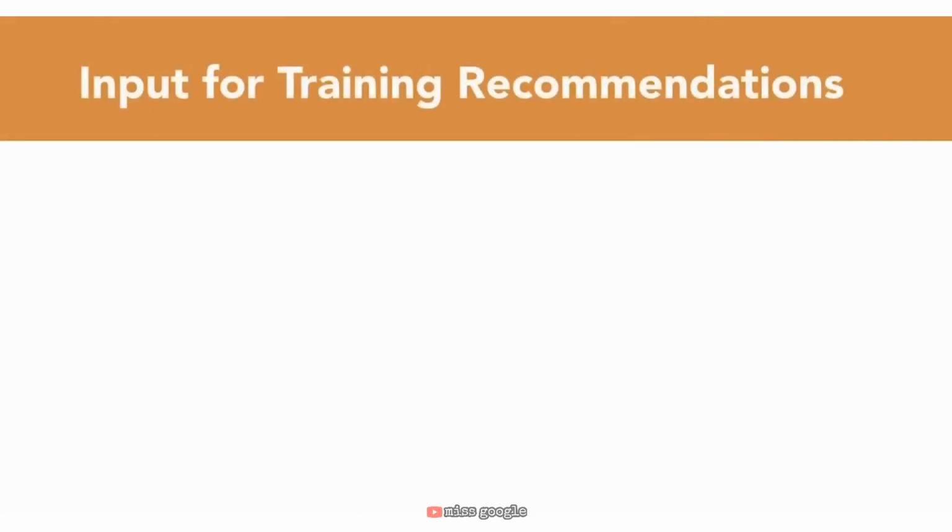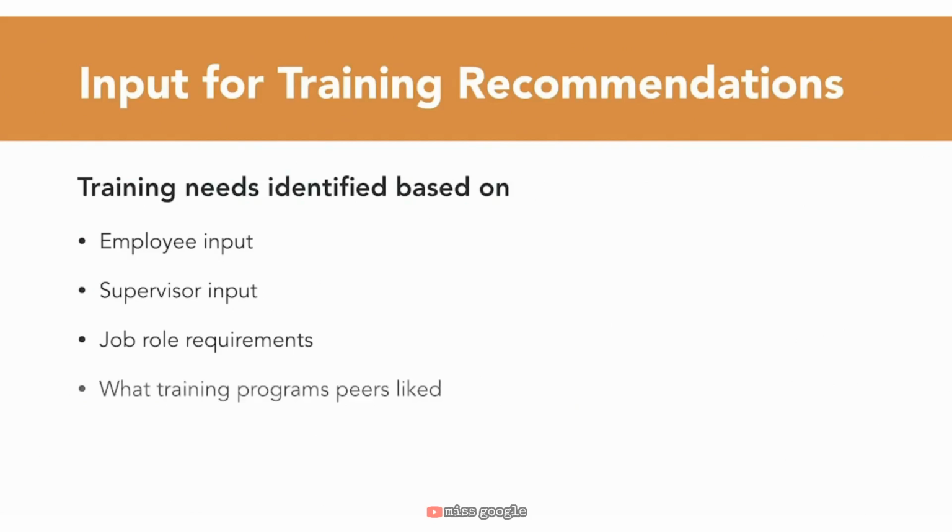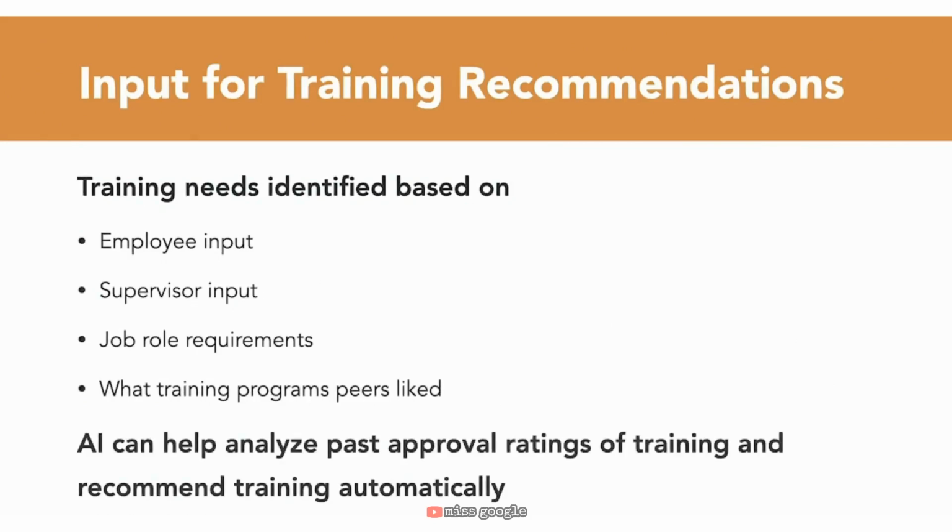How does HR identify training needs for each employee? This input can come from the employee themselves, their supervisor, or requirements specific to the job role. These require information collection and consolidation. Another way to do this is to look at training programs that are well liked by similar peers. AI can help analyze ratings provided by peers to different training programs and choose the programs that a specific employee may like. We will explore this use case in this chapter. There are of course other ways AI can help to predict training needs.